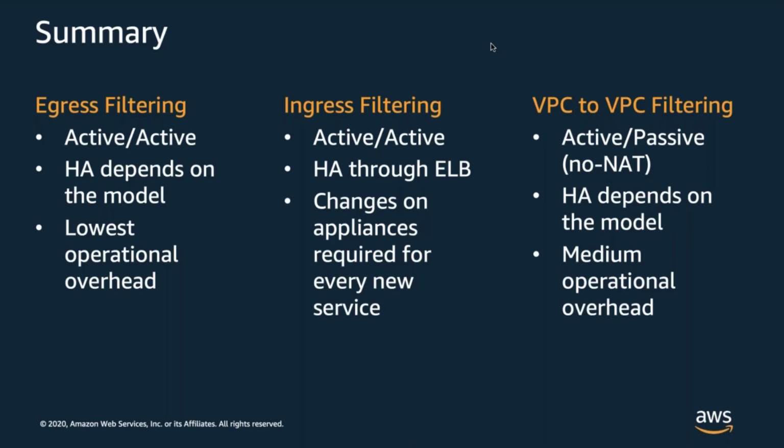And then finally, VPC to VPC filtering. If you don't want to use NAT, you will have to go with the active-passive model. So there's a potential for creating a bottleneck there. If you want to avoid a bottleneck, use NAT. High availability, similar to egress, will depend on the model. You can use VPN, you can use VPC attachment, and then medium operational overhead because you have to create those different route tables to force the traffic the way you actually want it to flow.